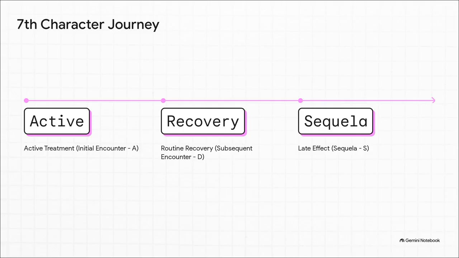And this brilliantly illustrates the chronological patient care journey and exactly how you should apply these extensions. You start out with A for the initial encounter, which represents the active treatment phase. Once that active treatment is fully complete and the patient transitions into routine recovery and healing, then you switch over to D for subsequent encounter. Finally, if the patient develops a complication or a late effect that pops up as a direct result of the original injury long after it's healed, you use S for sequela.